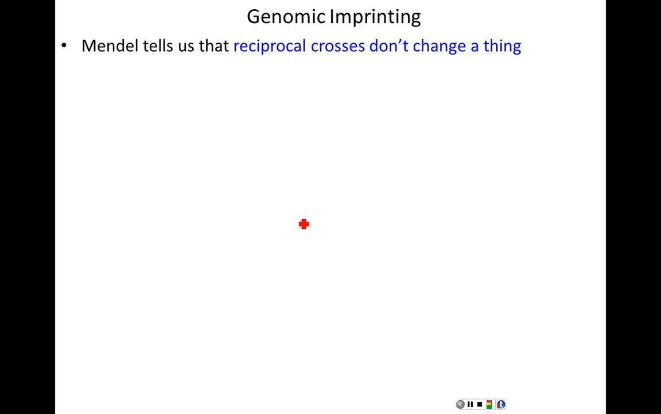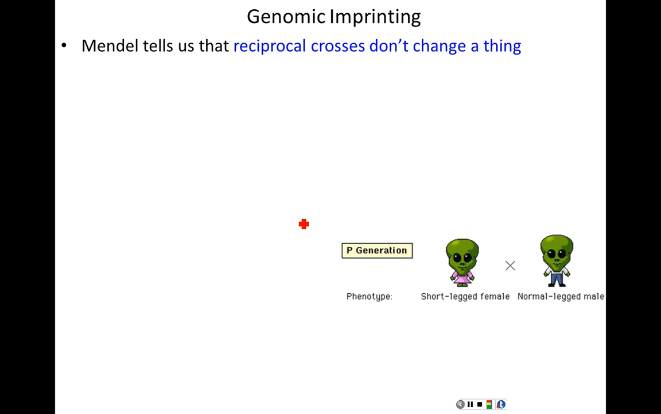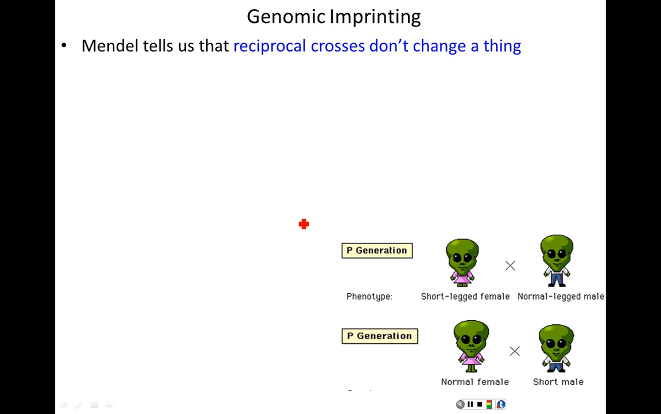Another phenomenon, genomic imprinting. Mendel tells us that reciprocal crosses don't change a thing. We've talked about reciprocal crosses a few times, but just to put the fine point on the definition, this is when you change the genotype and presumably phenotype of the two parents. So if you started with a mating that was a short-legged female with a normal-legged male, the reciprocal cross is the normal-legged female with the short-legged male.